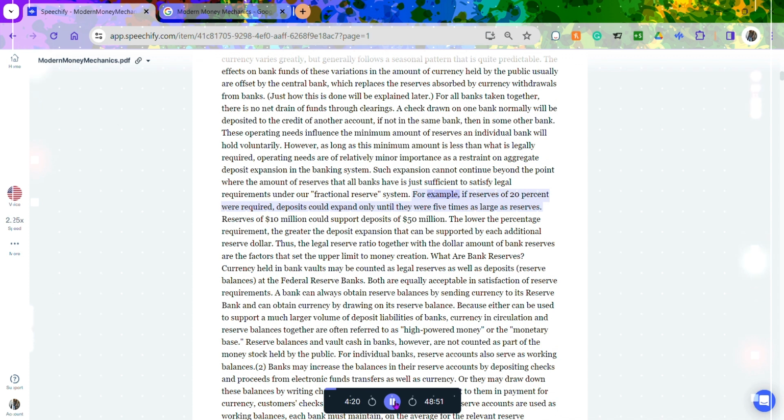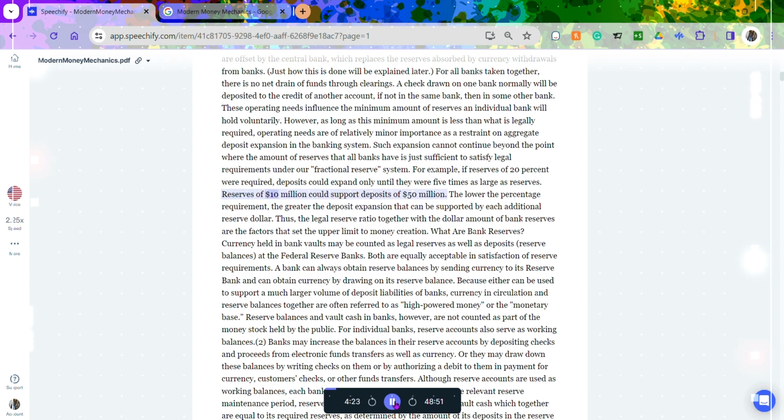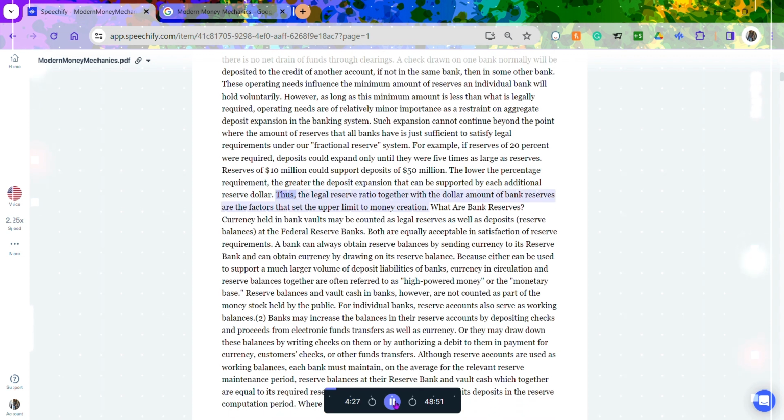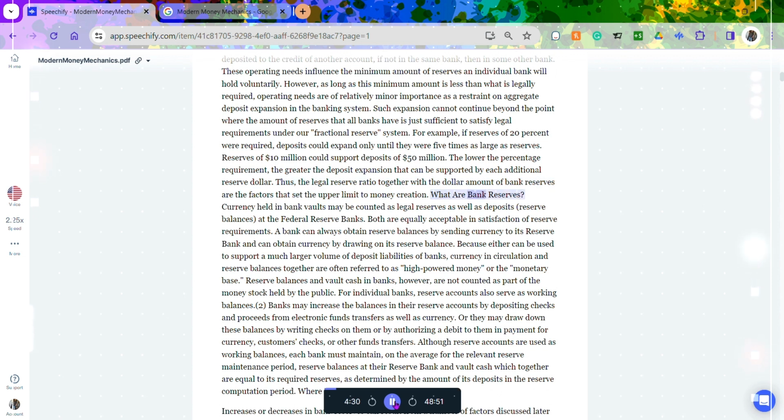For example, if reserves of 20% were required, deposits could expand only until they were 5 times as large as reserves. Reserves of $10 million could support deposits of $50 million. The lower the percentage requirement, the greater the deposit expansion that can be supported by each additional reserve dollar. Thus, the legal reserve ratio together with the dollar amount of bank reserves are the factors that set the upper limit to money creation. What are bank reserves?